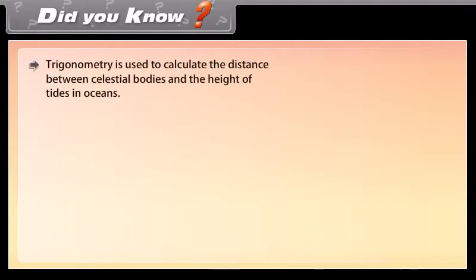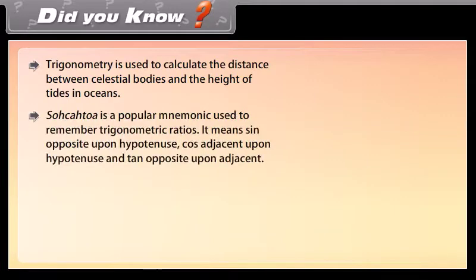Did you know? Trigonometry is used to calculate the distance between celestial bodies and the height of tides in oceans. SOH CAH TOA is a popular mnemonic used to remember trigonometric ratios. It means sine is opposite upon hypotenuse, cos is adjacent upon hypotenuse, and tan is opposite upon adjacent.